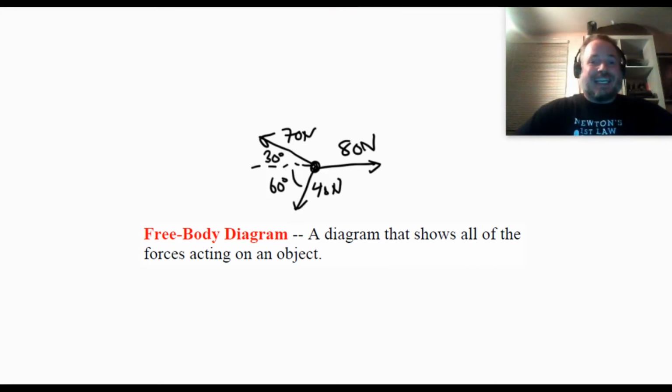It is easy to decipher. It is clear what it represents. There are 3 forces. We have the angles those forces are represented at. So what I want to do is I want to show you how to create these free body diagrams and then how to use them to solve problems, okay? So let's do that right now.